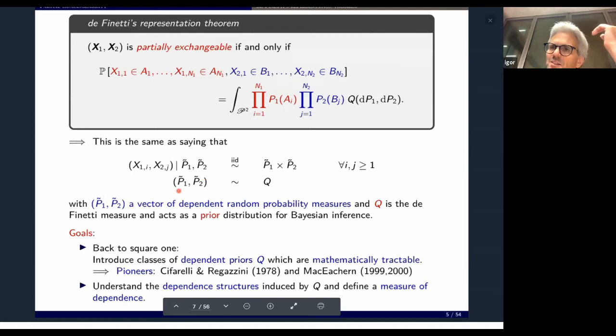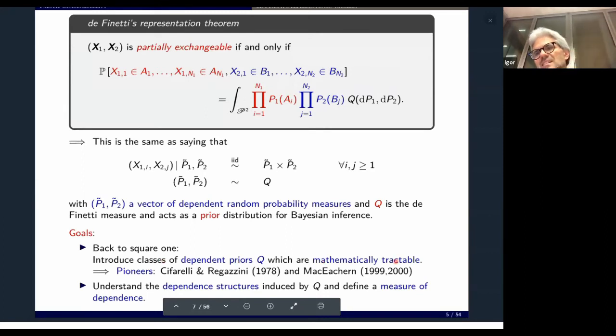Okay, we need a vector of random probability measures which are dependent, but the point is I need something tractable. And for me, tractable in a Bayesian context means I have to be able to work out somehow the conditional distributions, the partition distribution, the predictive distributions. Okay, and so that's the first goal.